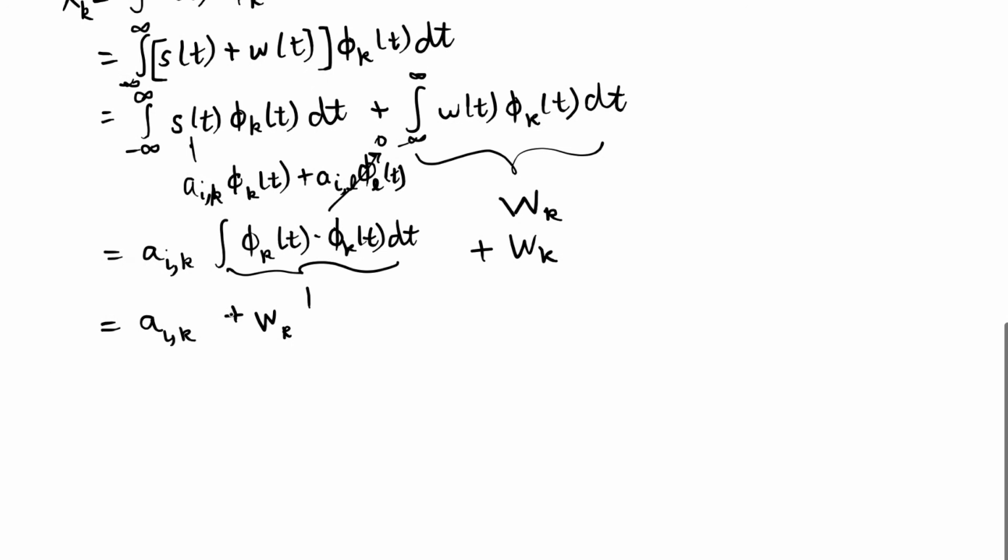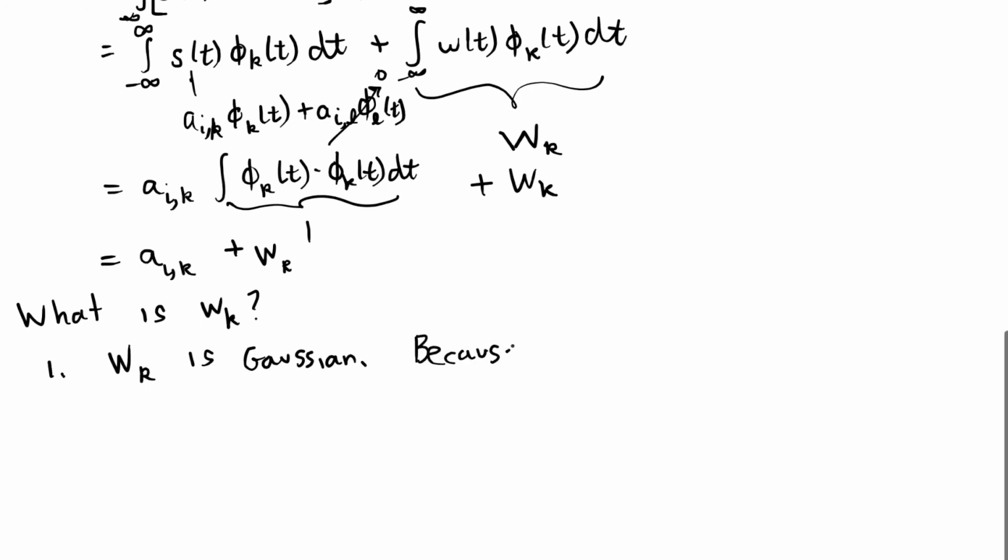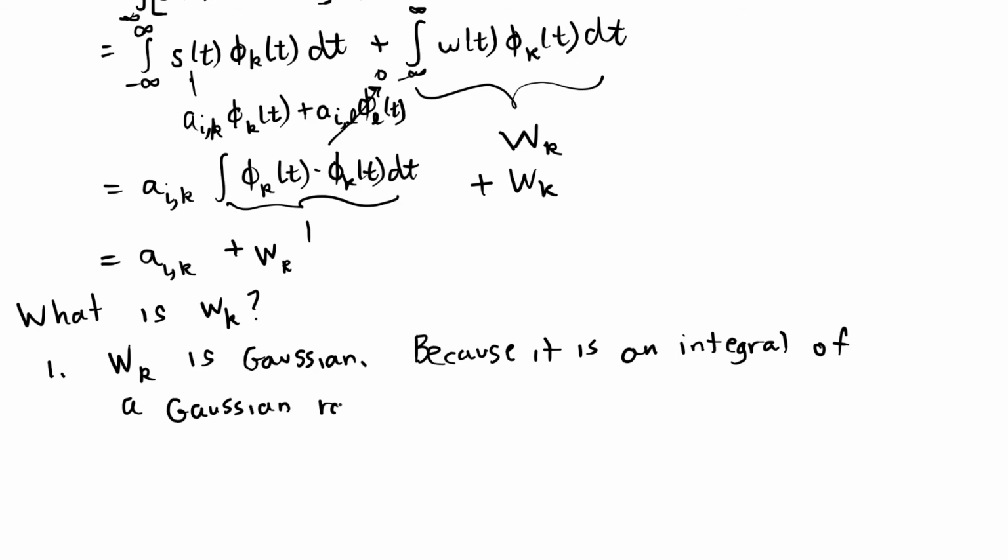The questions we have, first of all, what is w_k? What are its properties? One, w_k is Gaussian. We know this because w_k is an integral of a Gaussian random process. Any linear combination of a Gaussian random process is another Gaussian random variable. And an integral is a linear combination. It is a sum of the area underneath the curve. So because it is an integral of a Gaussian random process, w_k therefore must be Gaussian.